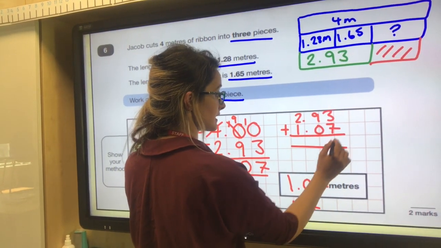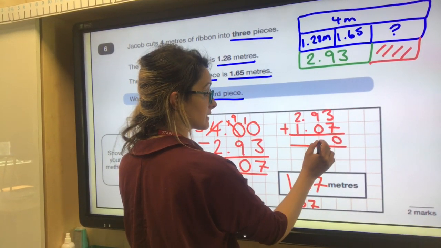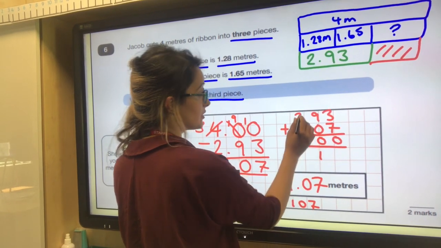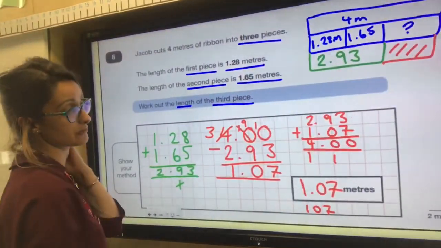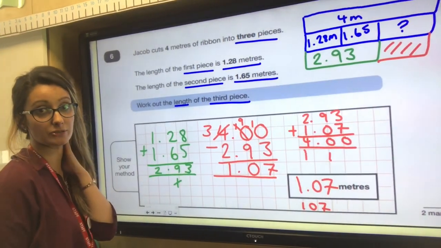7 plus 3 gives me 10. 9 plus 1 gives me 10, carry the 1, decimal point, 2, 3, 4. Okay, 2 plus 1 plus 1 gives me 4, so therefore it's equivalent to 4 meters. So this is correct. I know it's correct from my checking method.